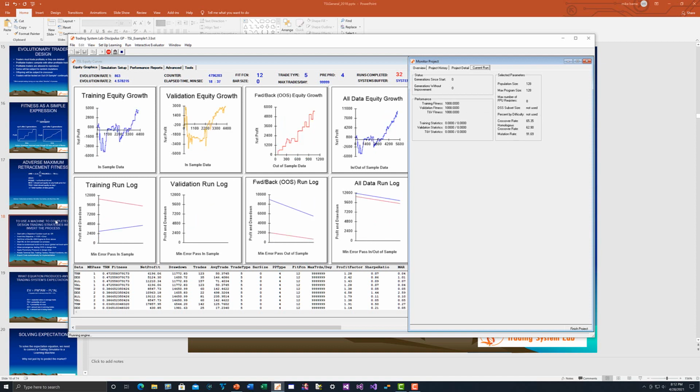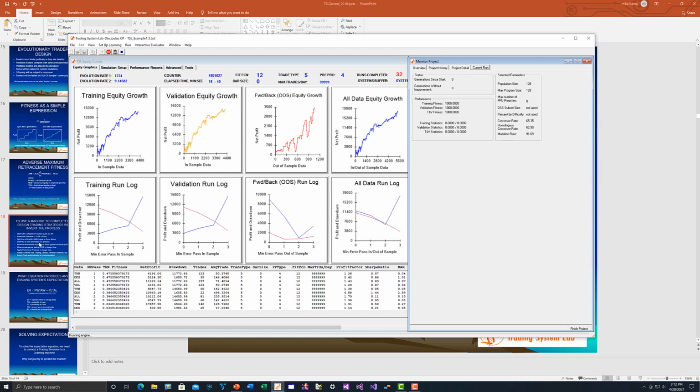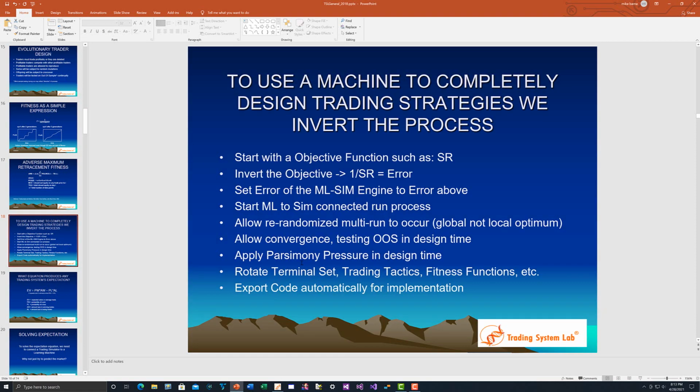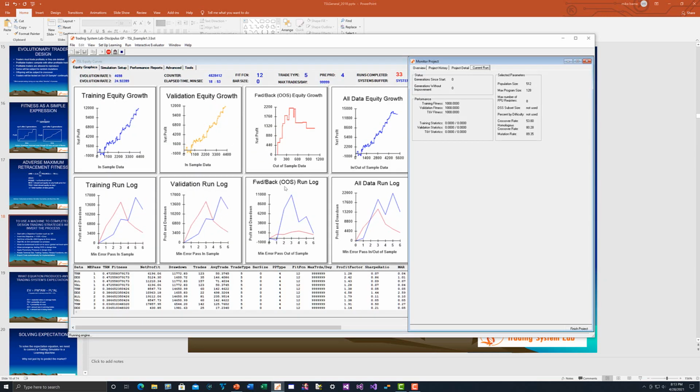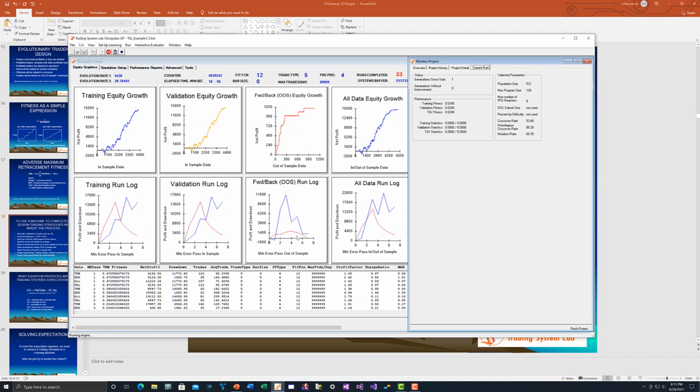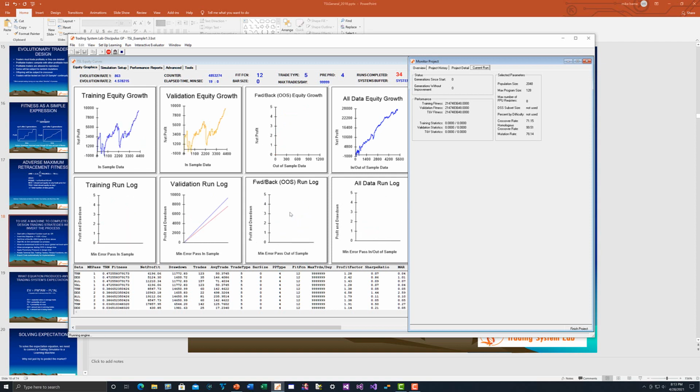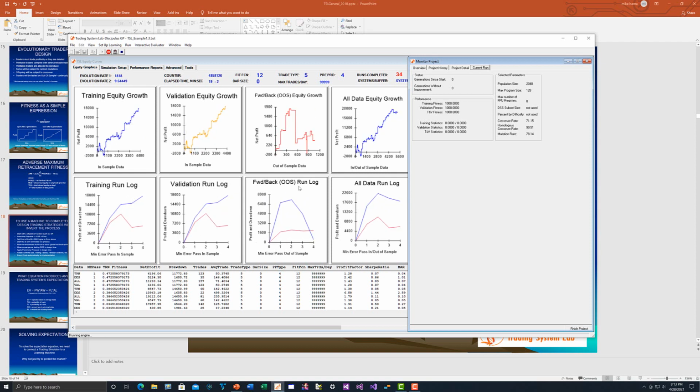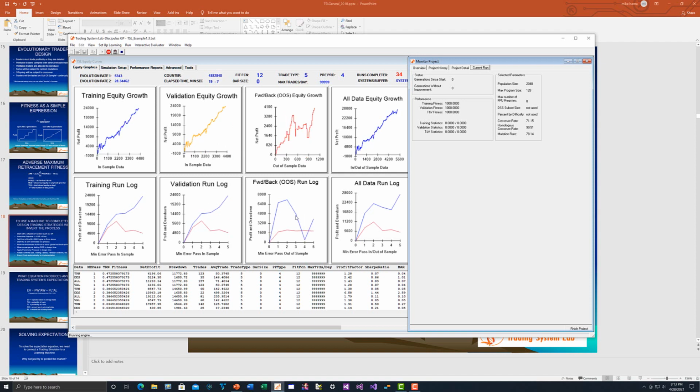This helps us crawl up a global optimum as opposed to a local optimum. So we allow convergence to occur, testing out of sample in design time. As we know, we're testing out of sample here, and we're observing a run log of how out of sample is improving or decaying during the run. Now I'm refreshing these run logs from 0 on every run just to make the GUI more active in this case.